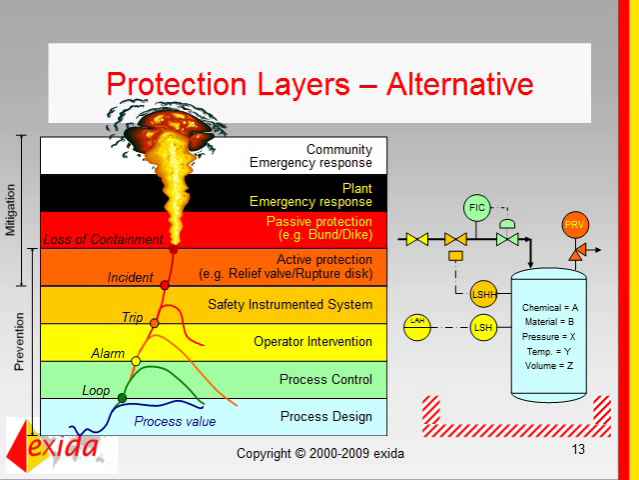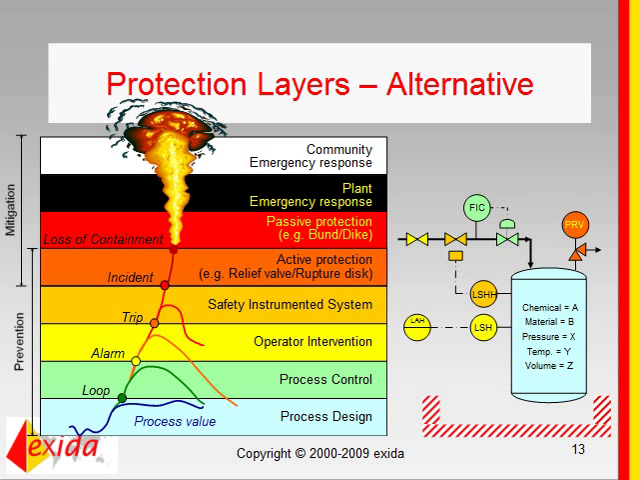If the operator is not successful, pressure keeps rising, then we may have a trip initiated by a safety instrumented system. And if that is not successful, then arguably we could have an incident. We could, for example, have a relief valve or a rupture disc that helps us reduce the pressure. If that layer is not successful, then we could have loss of containment. We may have some passive protection, for example, a dike, or a planned emergency response, or a community emergency response.